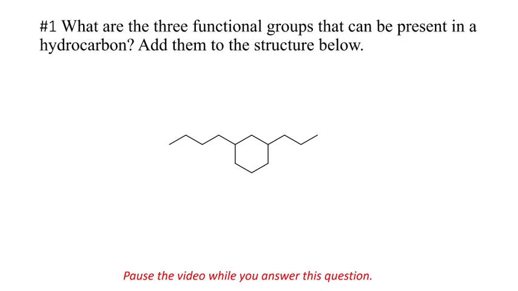Okay, well, 3 functional groups include alkenes, alkynes, and aromatic rings. That's all there is to it.